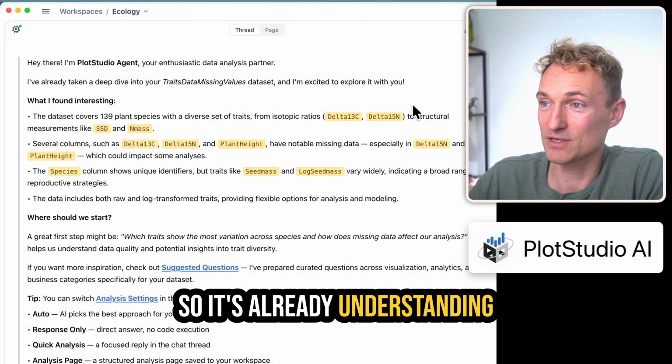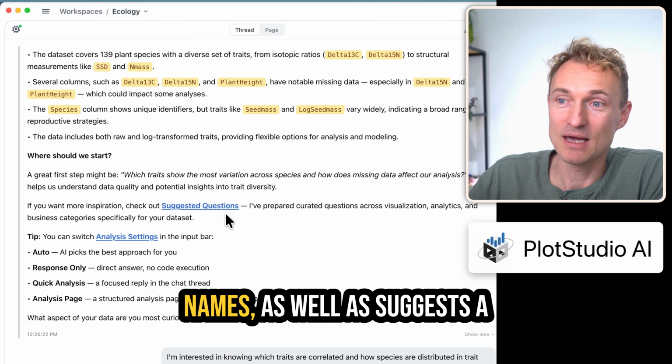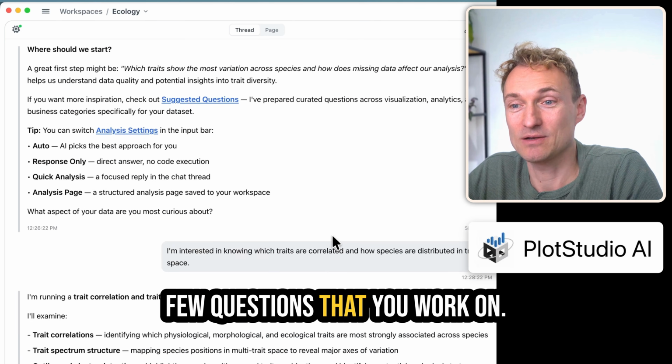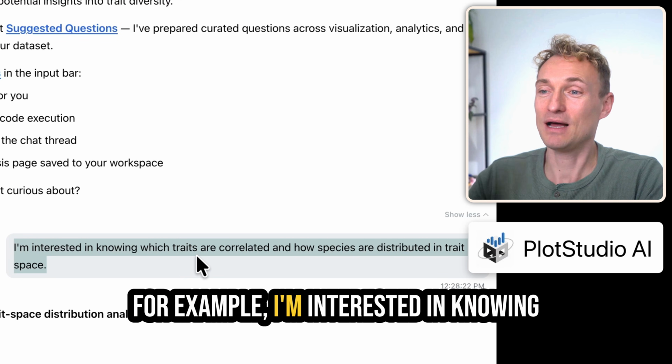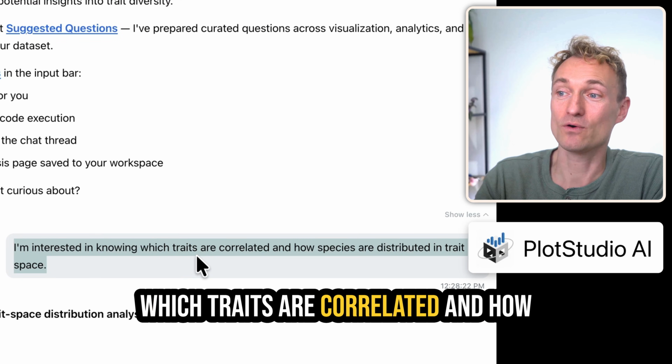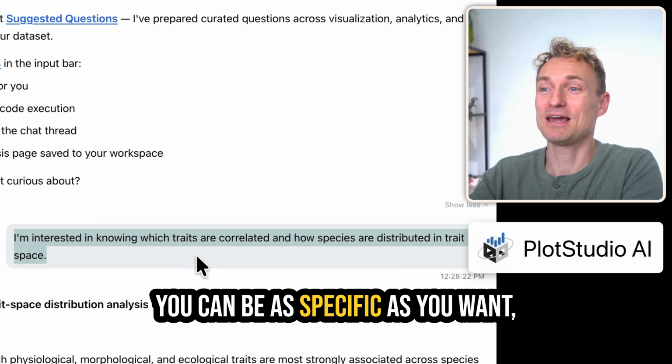So it's already understanding what is measured in the data set and gives you all these column names, as well as suggests a few questions that you work on. The first thing you need to do is now ask your research questions. For example, I'm interested in knowing which traits are correlated and how species are distributed in trait space. You can be as specific as you want.